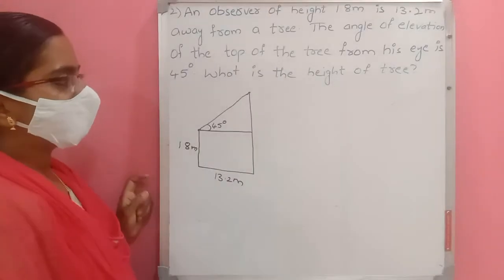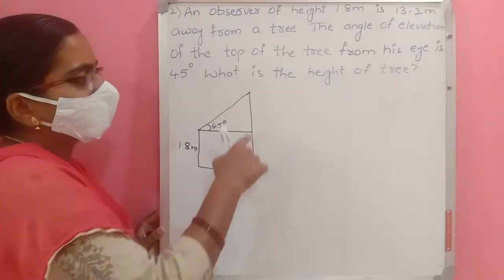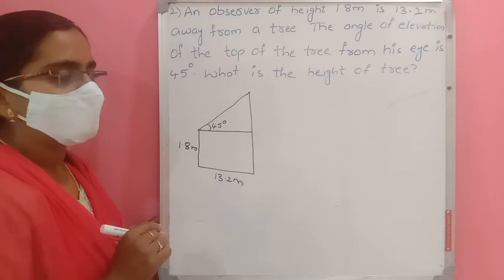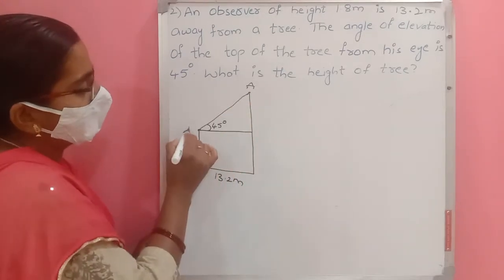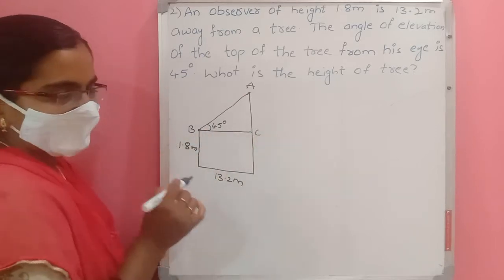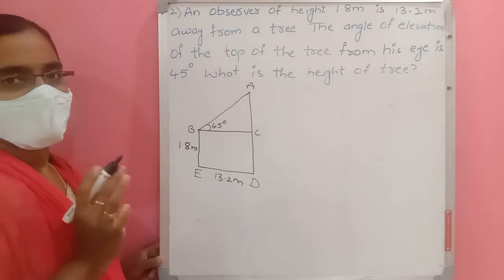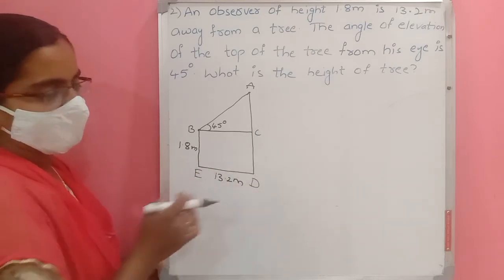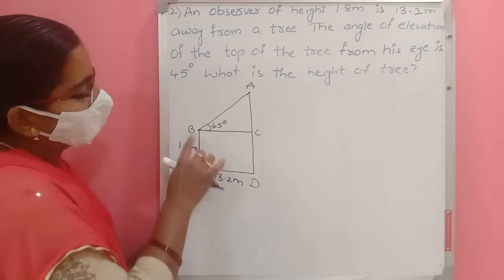What is the height of the tree? This total length is the tree, and we have to find out this total height. So here I take some letters: A, B, C, and triangle D, E. The distance from the ground is ED. Now when you observe this, ED is equal to BC.